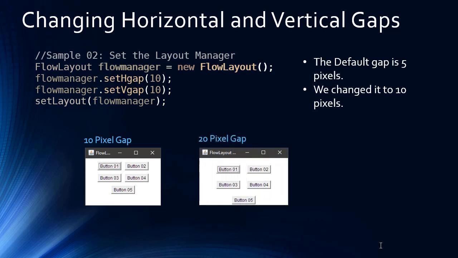Here is one more screenshot. Here we set 20 pixels for the horizontal and vertical gap. So you can see the difference in how it works.